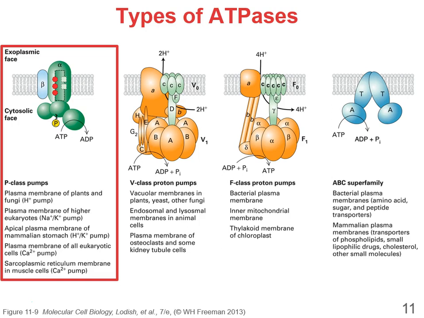So the P-type ATPases involve the phosphorylation of the pump. And that's shown here. The ATP, when it's hydrolyzed, the phosphate is used to phosphorylate the pump. So that's why these are called P-type ATPases.